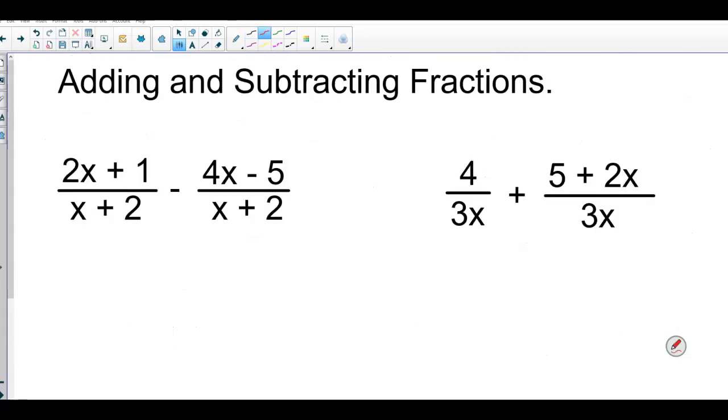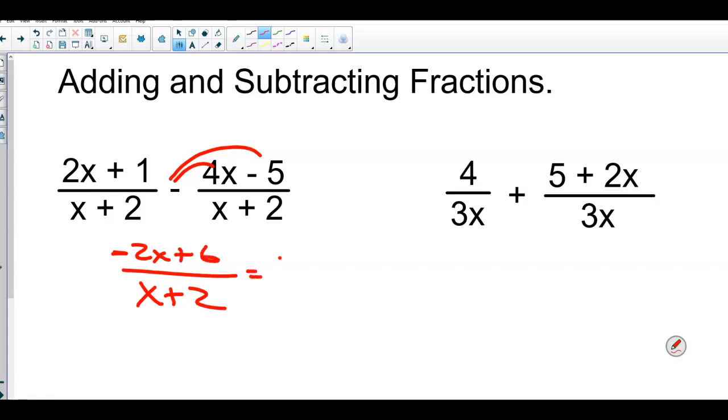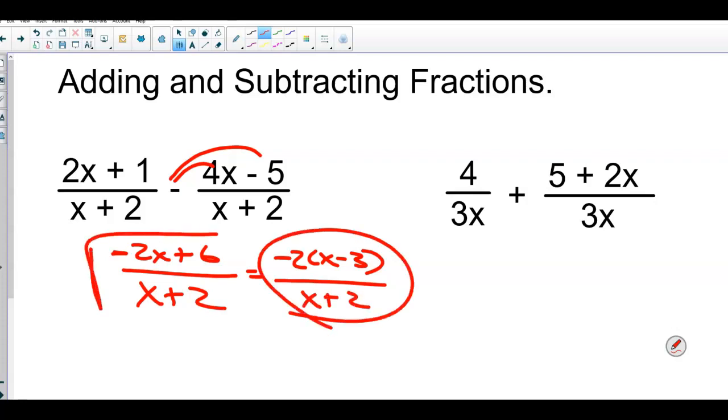This is an absolute gift on the test when we do adding and subtracting with the common denominator. Just copy the common denominator down. And this negative goes to both terms. 2x minus 4x is negative 2x. 1 minus a negative 5 is 6. Now, it's not a bad idea to take the negative 2 out and see if anything else can be canceled. Nothing else can be. I would accept either answer, though. I think that's just a good habit to be in.